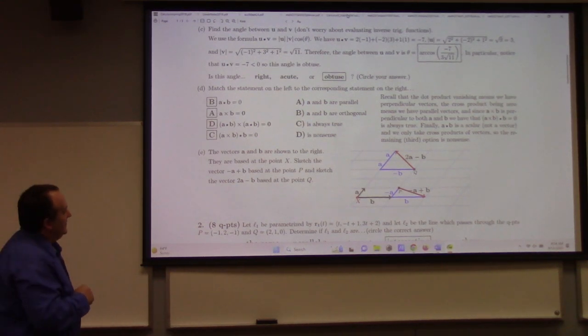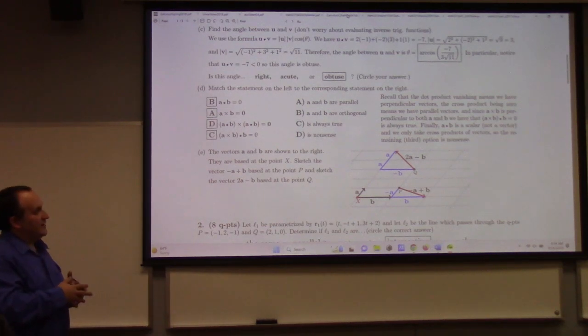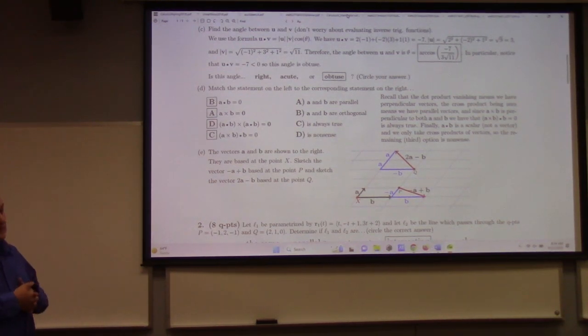Yeah, so A dot B being 0 is of course orthogonal. A cross B being 0 is a measure of 2 vectors being parallel. Of course, they could also be antiparallel. More generally, A cross B being 0 means that the vectors are collinear.